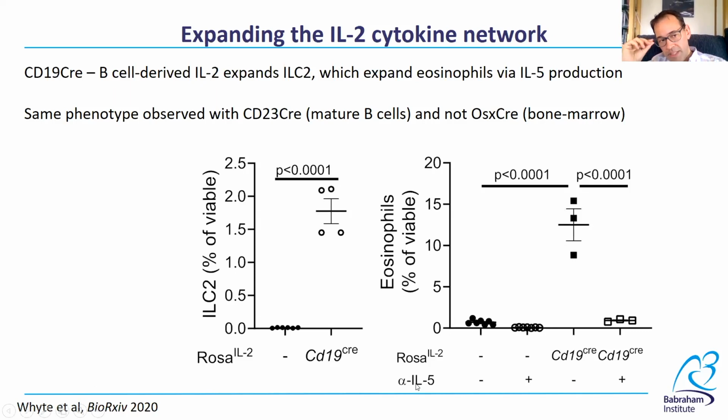Now, just note that we see the same phenotype of eosinophils if we use CD23 Cre, which is present in mature B cells, but not in OSX Cre, which is present in the bone marrow. So this is about the production of IL-2 in peripheral B cells rather than in bone marrow cells.